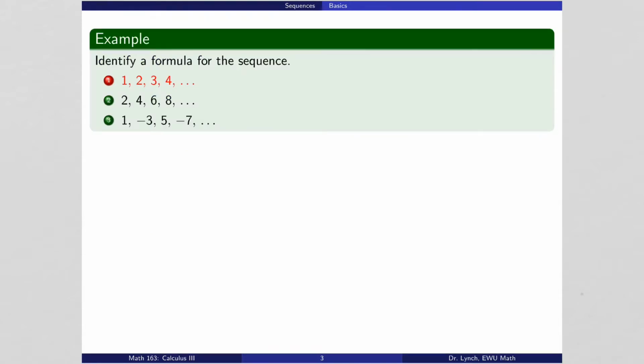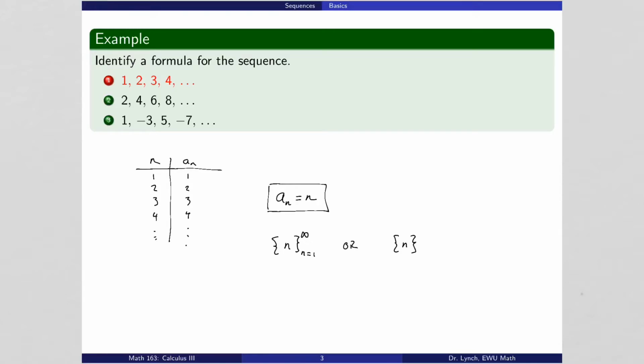So first in basics, as we mentioned last time, one of the things that we'd like to do is identify a formula for a given sequence. That's not so hard to do. In this case, we see the first term of the sequence is 1, the second term is 2, and so on and so forth. Therefore, we'll define the nth term in the sequence, a sub n, as just n. It's common to represent sequences with these curly braces, so curly brace n from n equals 1 to infinity, or simply just curly brace n, both work.